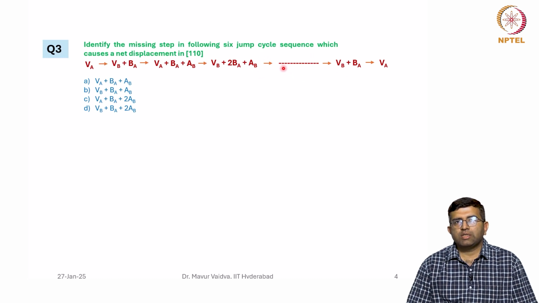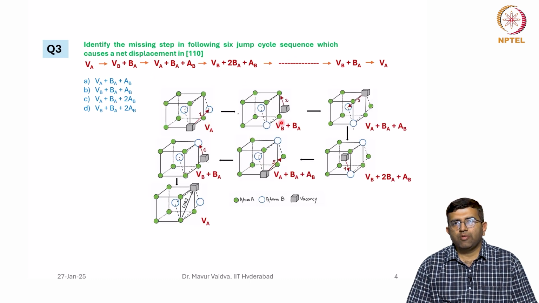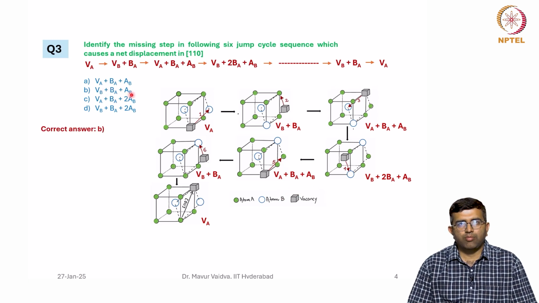So this is very similar to what is given here. You can see the sequence also: VA, VB plus BA, then VA plus BA plus AB, then two anti-site B atoms are present, after which the order restoration starts again, and you have VA plus BA plus AB. So the correct option in this case is B.